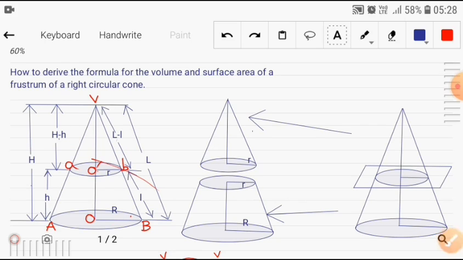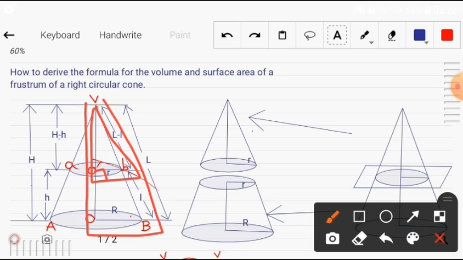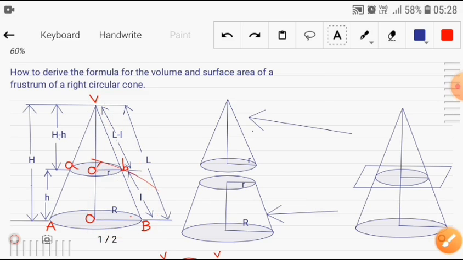Let's move forward. As you can see in this diagram, if you imagine this diagram as a 2D diagram, you can imagine that VO complement B complement is a right angle triangle of the upper cone. Similarly, VOB is a right angle triangle of the big cone. This is also a right angle triangle. So these two are similar triangles. How? Let's see. Have a look.